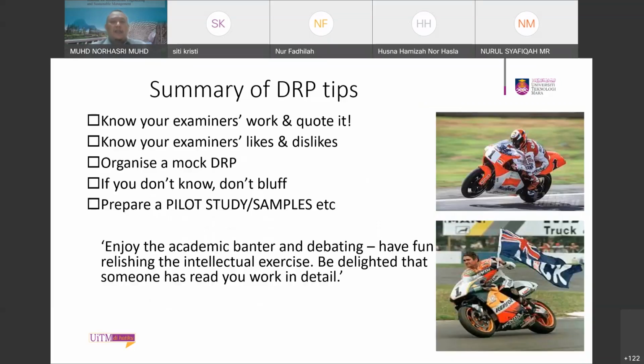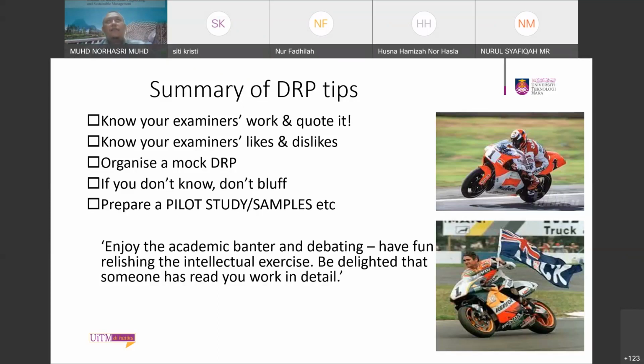Right, summary of DRP tips. First, know your examiners well, their likes or dislikes. At least search for their journals and read them to see what the side of your examiners is. Discuss with your supervisor to have a mock DRP, at least with some senior lecturers or maybe in your research group, which is also enough.